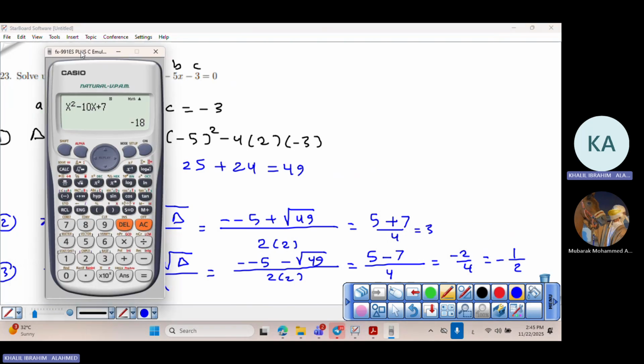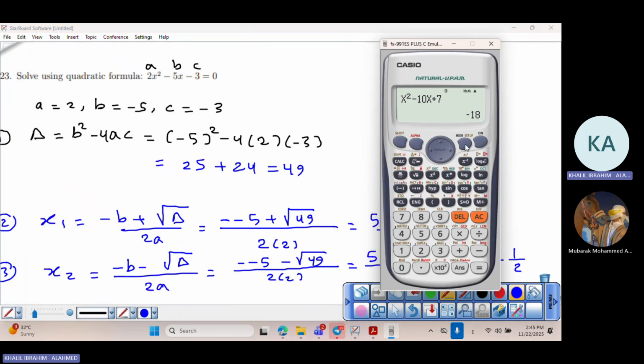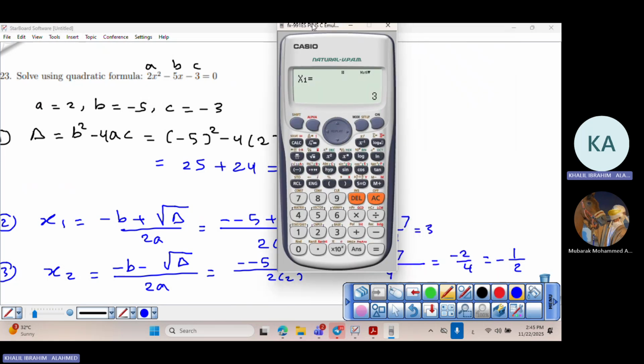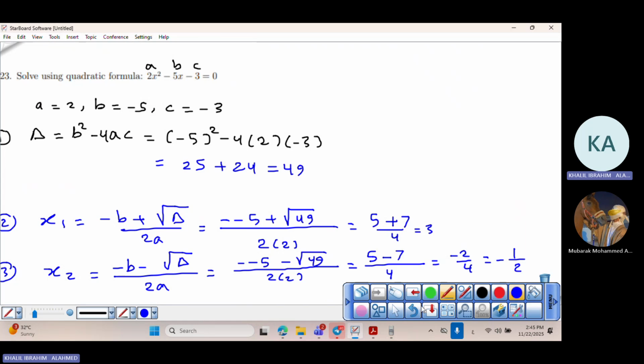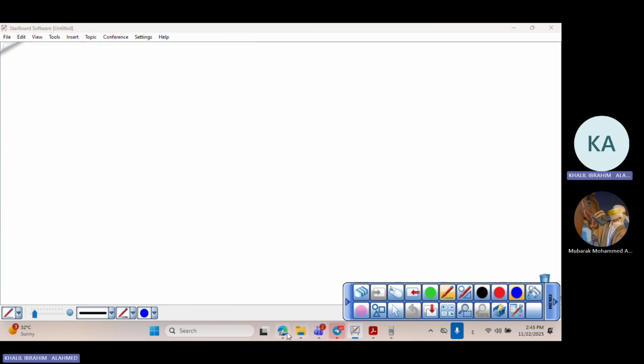How to use the calculator to solve this equation? Just enter A equals 2, B equals -5, C equals -3. The answer x equals 3. Yes, the same answer 3, and -half, the same answer. Okay, excellent. Let's move to the next question.